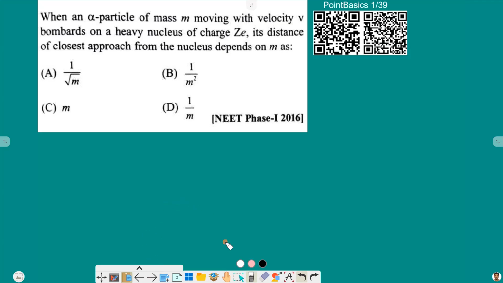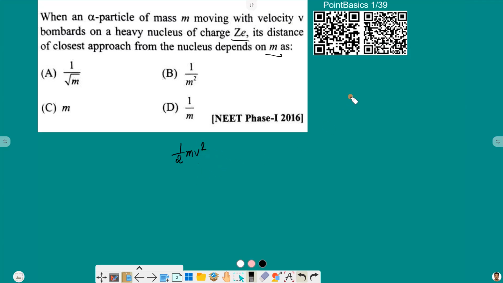Now, here we have question number one: when an alpha particle of mass m, moving with velocity v, is bombarded on a heavy nucleus of charge Ze, its distance of closest approach from the nucleus depends on what? Now, as mentioned, the alpha particle is moving with some velocity, so it will have some kinetic energy in the form of half mv square.